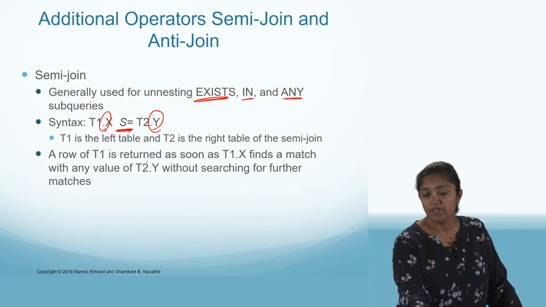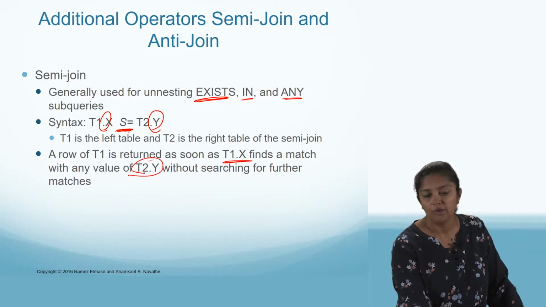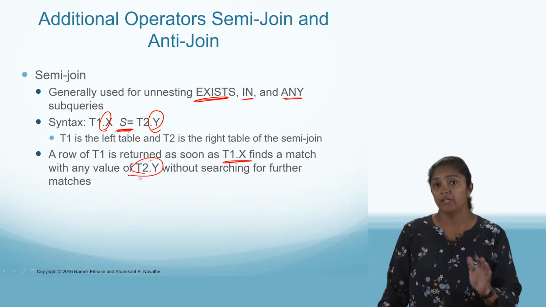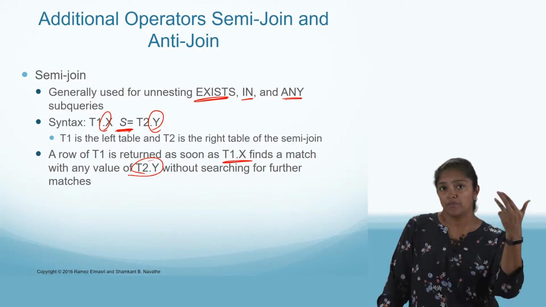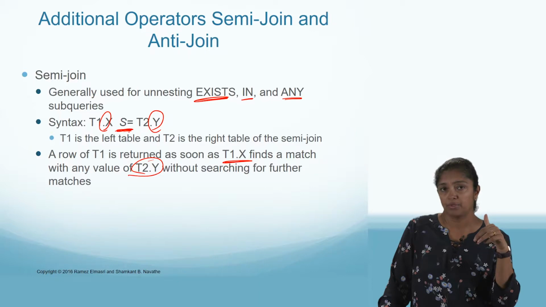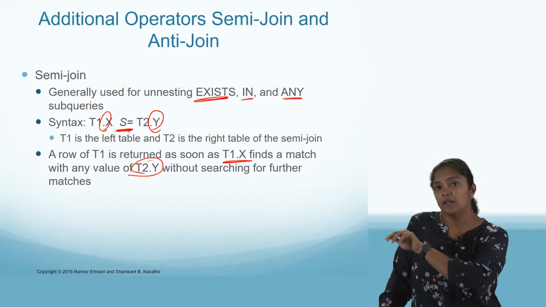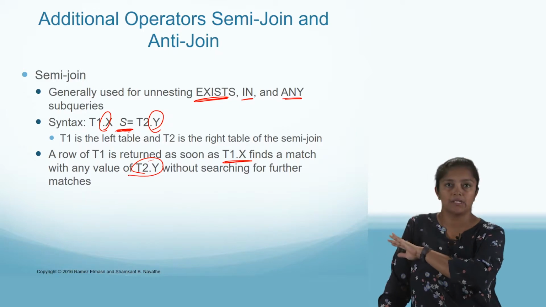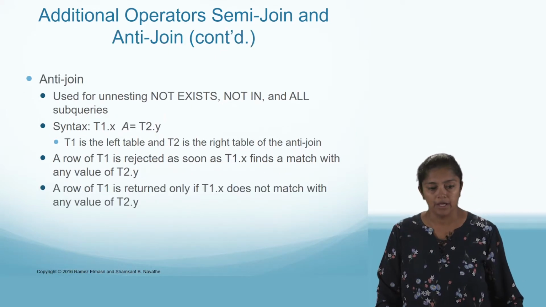A row of T1 is returned as soon as T1.x finds a matching value of T2.y, and then we don't search any further. That tuple is returned, and then we move on to the next tuple of the left table. We search in T2 only until we find a matching value and then stop, and that's the reason it's called a semi-join. We don't look at the entire table.